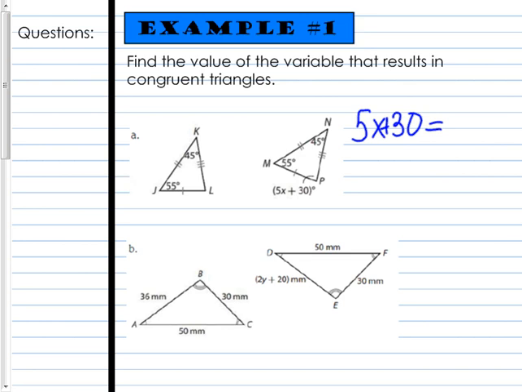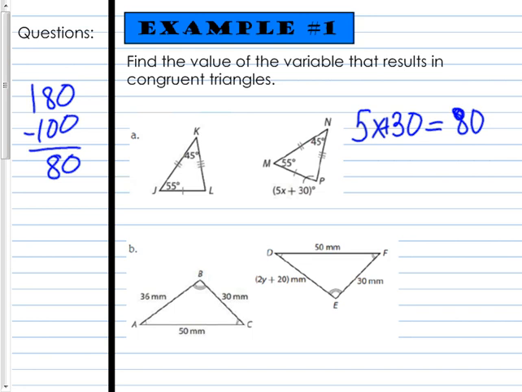Because both triangles already have a 55-degree angle and a 45-degree angle, I can easily find what's left. How many degrees are in a triangle? 180. How many do I already have? 55 plus 45 is 100, so subtract 100 from that. We have 80 degrees left. So both triangles have 80 degrees left. So 5x plus 30 equals 80 degrees.